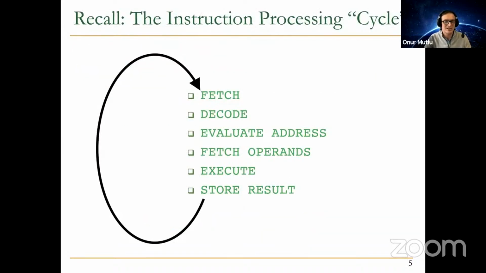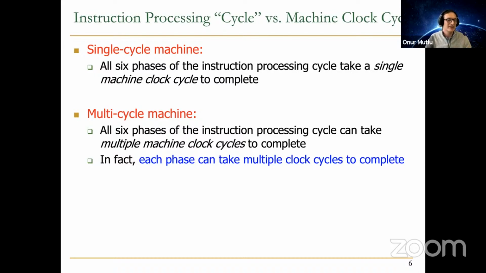And recall, this is the instruction processing cycle. And recall, we already defined what a single cycle machine is. All 6 phases of the instruction processing cycle take a single machine clock cycle to complete. Whereas in a multi-cycle machine, that's not true. And we're going to see that today in the second half of the lecture. All 6 phases of the instruction processing cycle can take multiple machine clock cycles to complete. So you're not limited to a single long clock cycle, essentially. In fact, in a multi-cycle machine, each phase can take multiple clock cycles to complete, as we discussed, but we're going to discuss and see it in much more detail today.